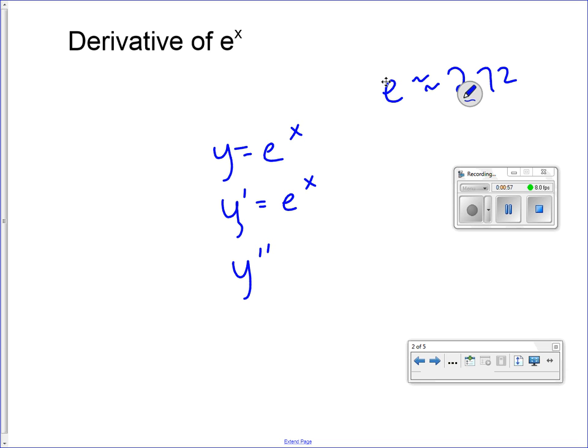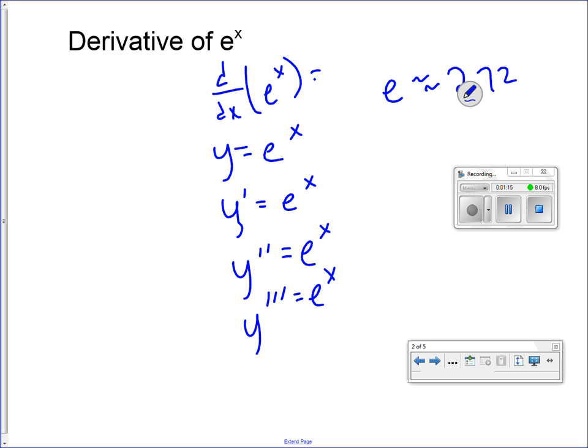You want to derive it again to get the second derivative? E to the x. The third derivative? E to the x. So that formula is really easy. The derivative of e to the x is e to the x. Remember, that's the notation d dx. The derivative of e to the x is e to the x.